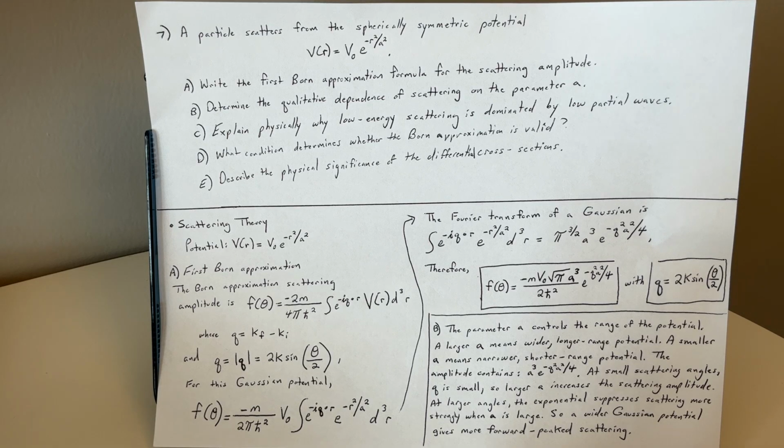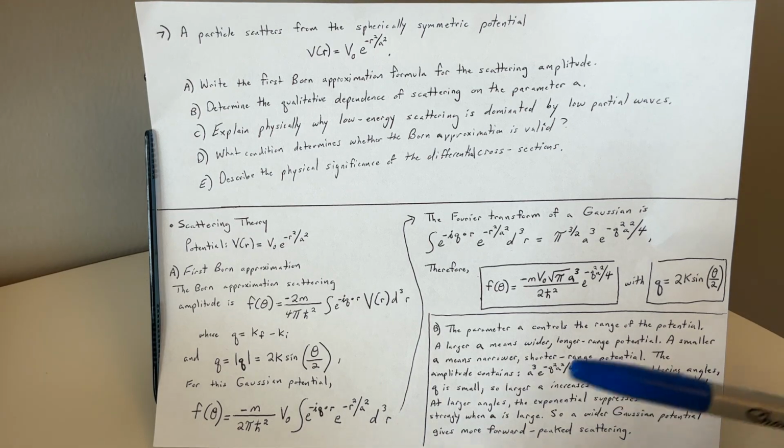Okay. Part B, determine the qualitative dependence of scattering on the parameter A. So down here's part B. The parameter A controls the region of the potential. The larger A means wider, longer range potential. A smaller A means narrower, shorter range potential.